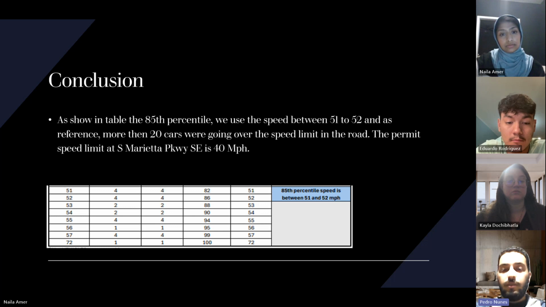As an appendix, you will see our raw data over here. We used 100 collected cars to get our results for the 50th and the 85th percentiles.